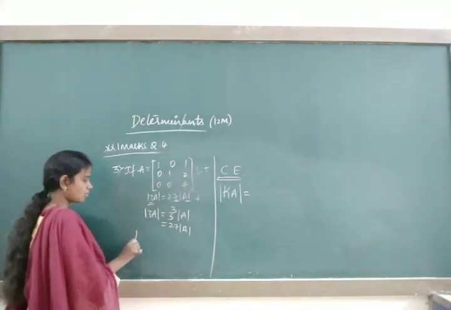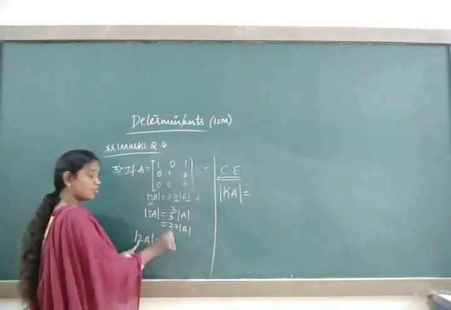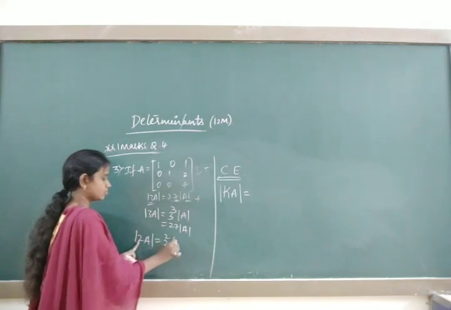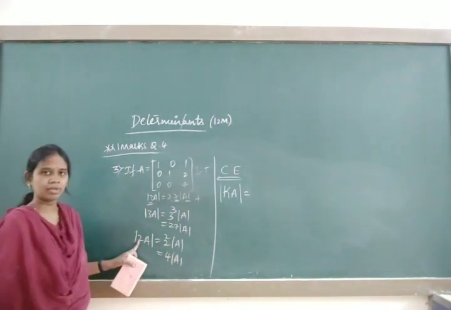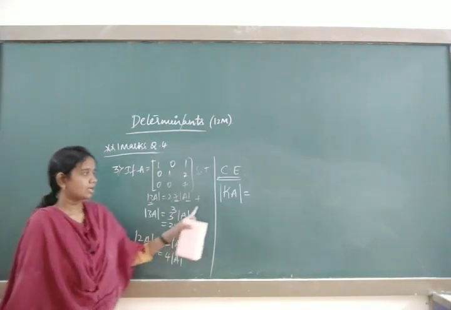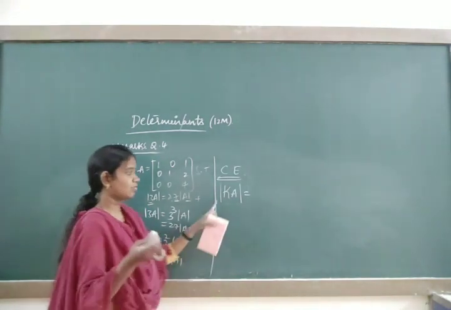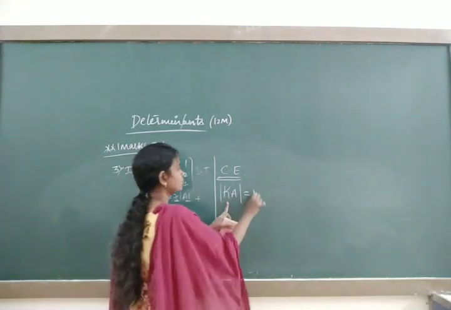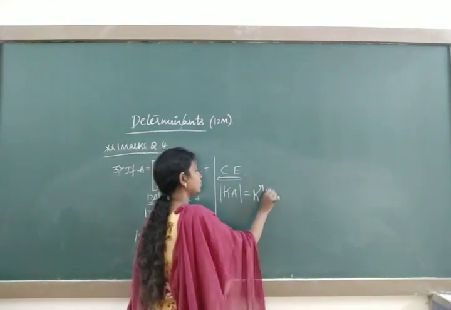For the previous problem, it was determinant 2A, take 2 outside. What was the order? 2 cross 2. So therefore our RHS was 4 into determinant A. Similarly, if the question was determinant Ka, and A is of order n, then how will you write it? Take K outside, with the power as the order n, and then determinant A.